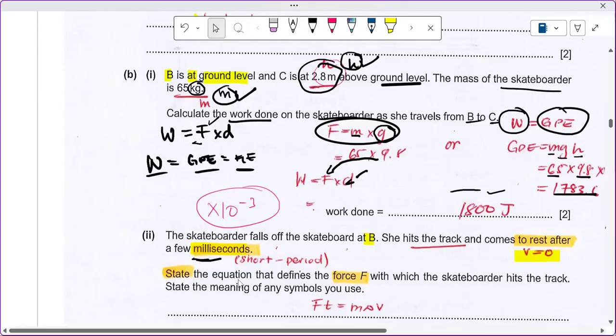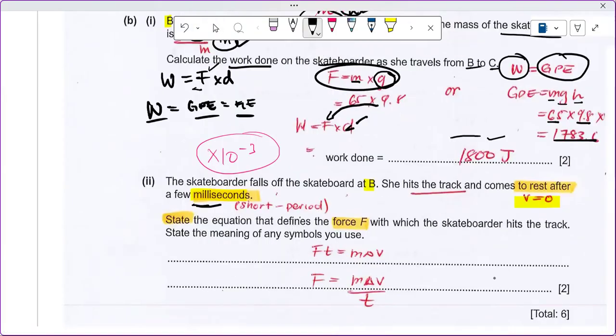Here they are telling you now, state the equation that defines the force with which the skateboarder hits the track. That will be the impulse. Because impulse is basically Ft equals the change in momentum. We will then make the force the subject of the formula because the contact was very short. So we will divide both sides by t, and we will end up with F equals m delta v over t. And this is how you would go about that.